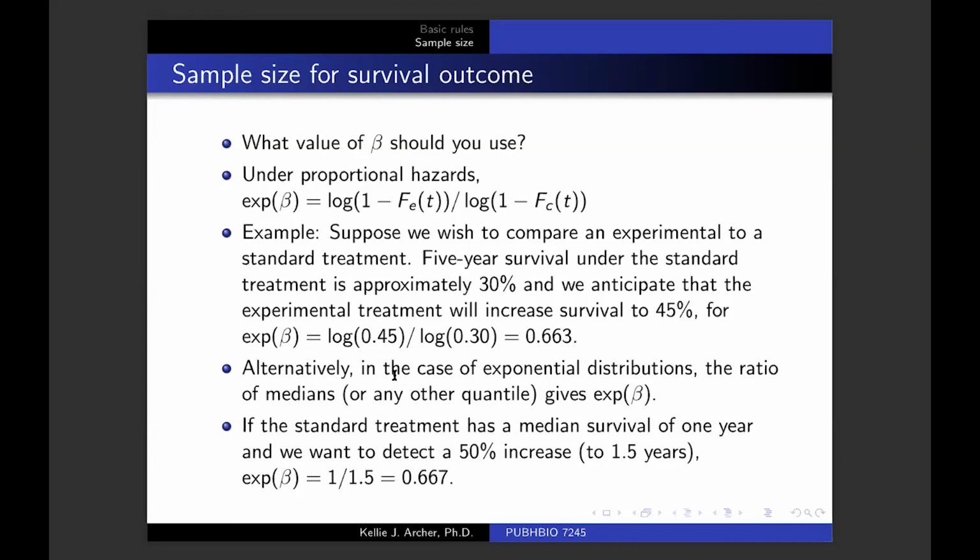Alternatively, we can assume exponential distributions, which is going to be based on the ratio of medians. So let's suppose that the standard treatment has a median survival of 1 year, and we want to detect a 50% increase, which means that someone would survive to 1.5 years. Then looking at the ratio of those medians would give this value.